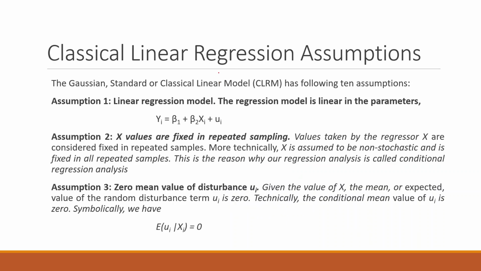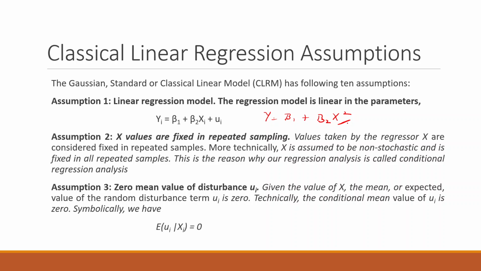Now there are some assumptions of the classical linear regression which we'll have to follow. The model is linear in the parameter. It's a very simple thing which we should understand. Y is equal to beta 1 plus beta 2 x square. This is non-linearity in the variable.